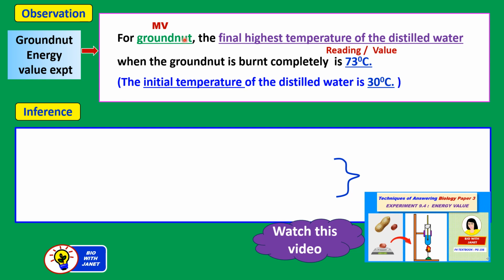What's the content of the groundnut, right? That affects the energy value, which is your main RV. So the main RV is always related at the end. Okay, it always comes in at the end of your inference. Right, try and write the answer, and then I'm going to discuss it. Pause the video for a while.